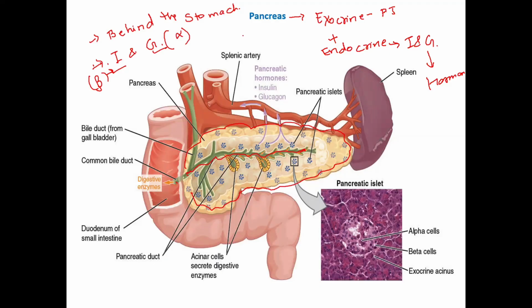So why do we say the pancreas is a kind of exocrine gland? Because it has its own duct for the pancreatic juice. On the other hand, the cells like alpha and beta make the hormones, and the hormones are directly released into the bloodstream. Look at this, right? This is the alpha cell, this is the beta cell.